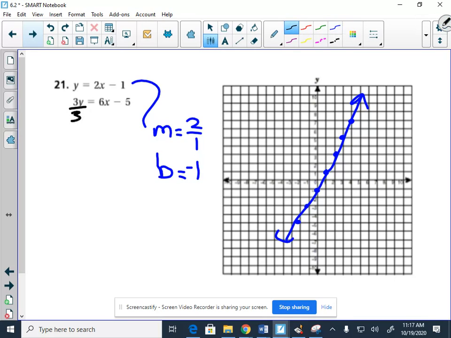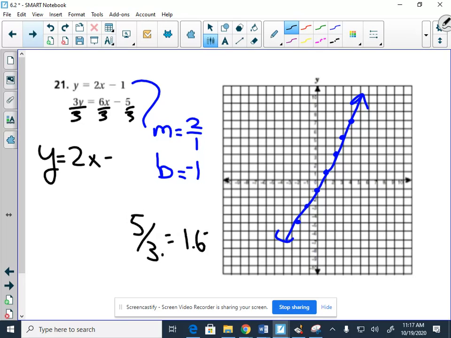This one, I'm going to divide by 3. So y equals 2x minus 5/3. Now, if you take 5/3 in your calculator, that would be 1.67. Makes it a little bit easier. You're going to get some decimals. It's okay to deal with the decimals. So if I went down 1.67 and put a dot, but then from there went up 2/1, up 2/1, up 2/1. I think I was a little bit off on that one, but we get the idea.